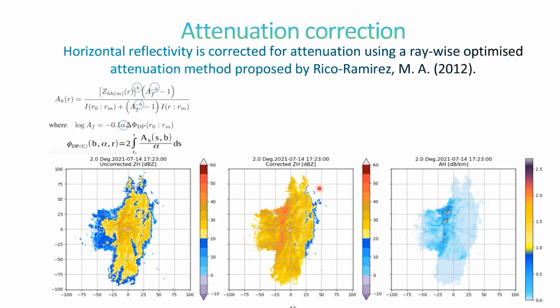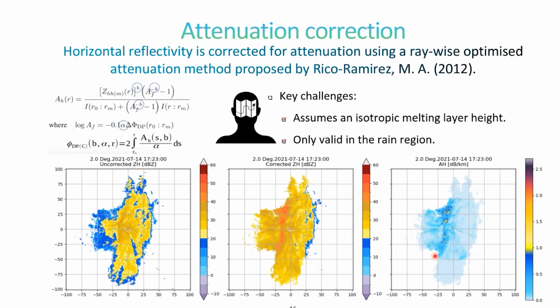The next step in our chain is the attenuation correction. The attenuation correction is based on the method proposed by Rico Ramirez, and we have to optimize the parameters B and alpha in these equations. You can see in this example that there was a lot of attenuation on the horizontal reflectivity. This event is related to the big flooding event in Germany in 2021, and you can see here that we had attenuation close to 20 or 30 dBz.